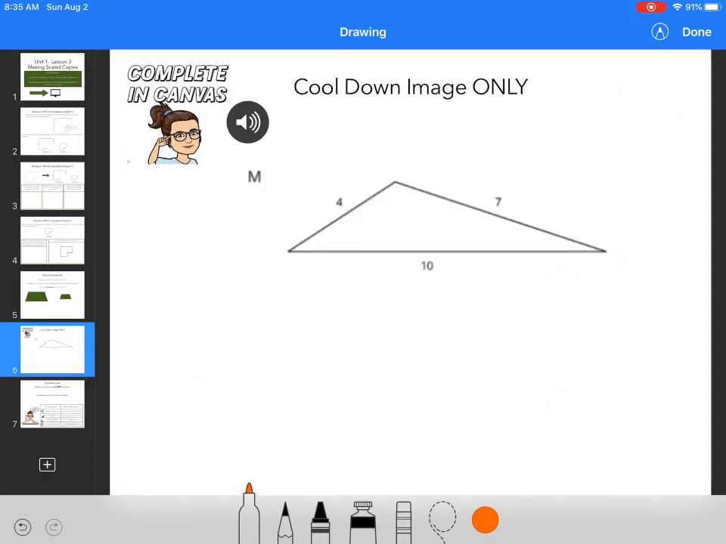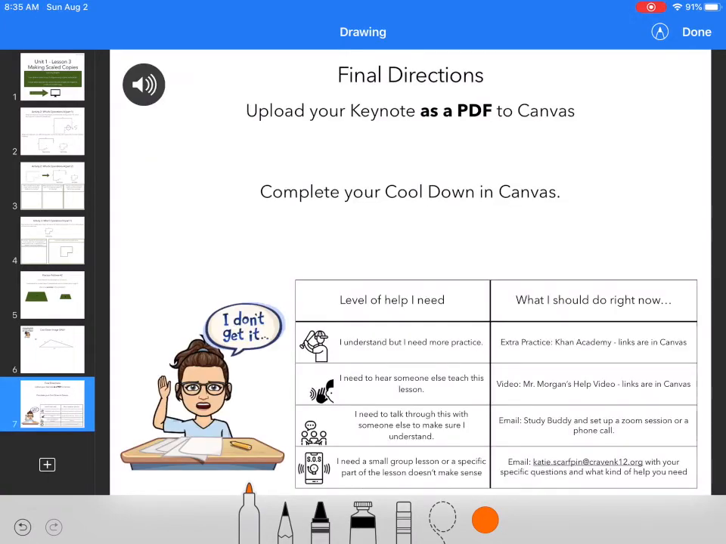So now you've got your cool down image. Again, I don't have the question here because the question is in Canvas. This is just a place so if you can't see the image, you have the image. I need you to complete the cool down in Canvas. Then I need you to upload your Keynote as a PDF, and I need you to complete the Canvas cool down. If you still think you need more help, like you need more practice than what I gave you today, get on to Khan Academy. The links are in Canvas.